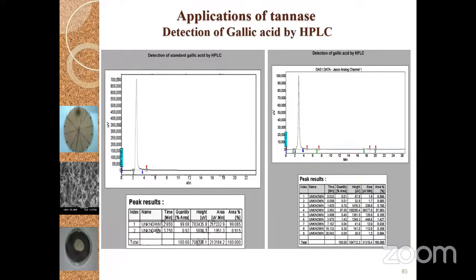Then we checked whether gallic acid is the major product in the fermentation broth or not. This is the detection of the standard gallic acid by HPLC and the detection of the experimental gallic acid by HPLC. It shows the major peak of gallic acid, and it matches the standard graph of gallic acid by HPLC. So this result shows that after the fermentation, the major product in the fermentation broth is gallic acid.